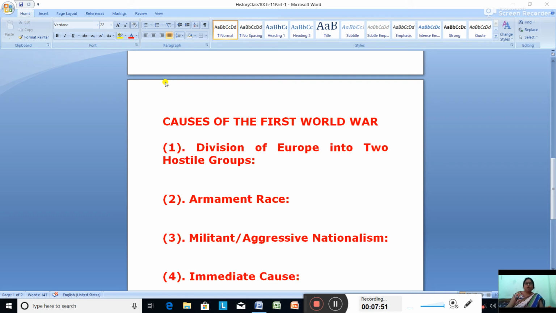Then what is the meaning of imperialism? This aggressive nationalism led to the rise of imperialism. Imperialism is a system by which a powerful nation used to establish its control over another country either by political pressure, infiltration, annexation, or by outright wars. So this you have to remember.